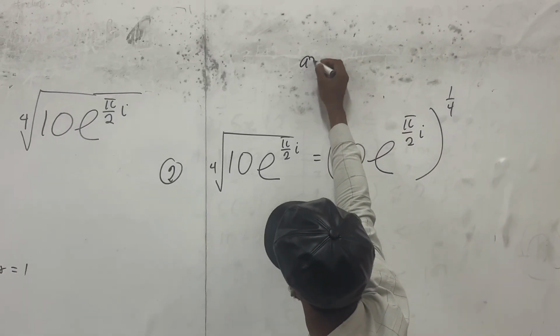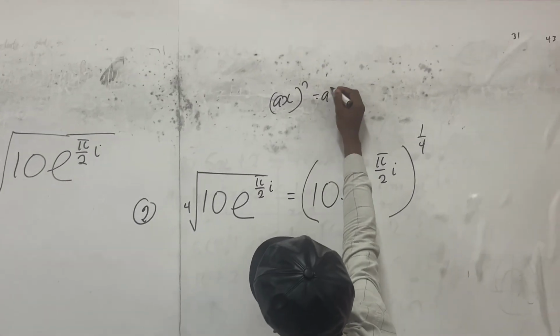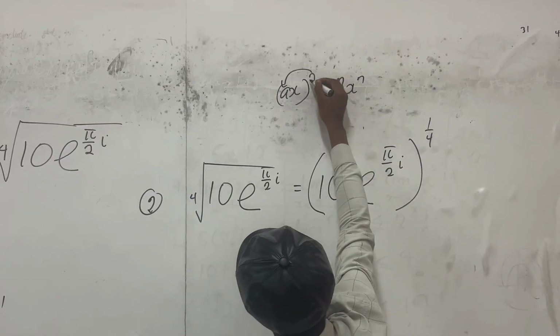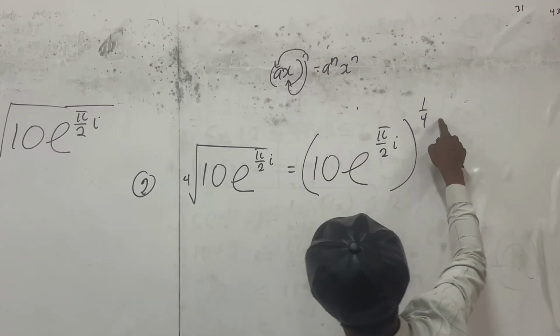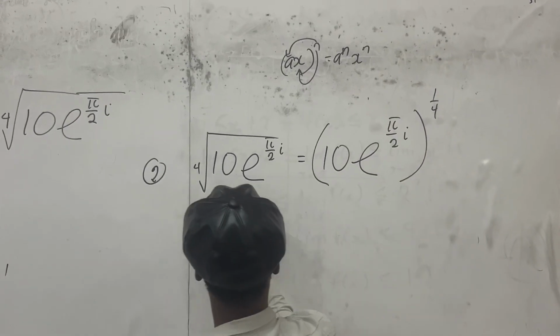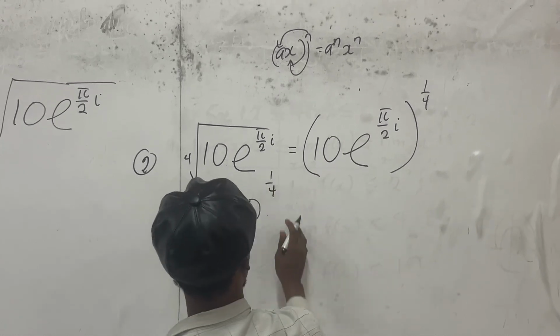So you have a x to the power n. So we have a n, they have x n. This affects this and also what affects that. So this will affect this and also affect that. So this is the same as 10 to the power 1 over 4.